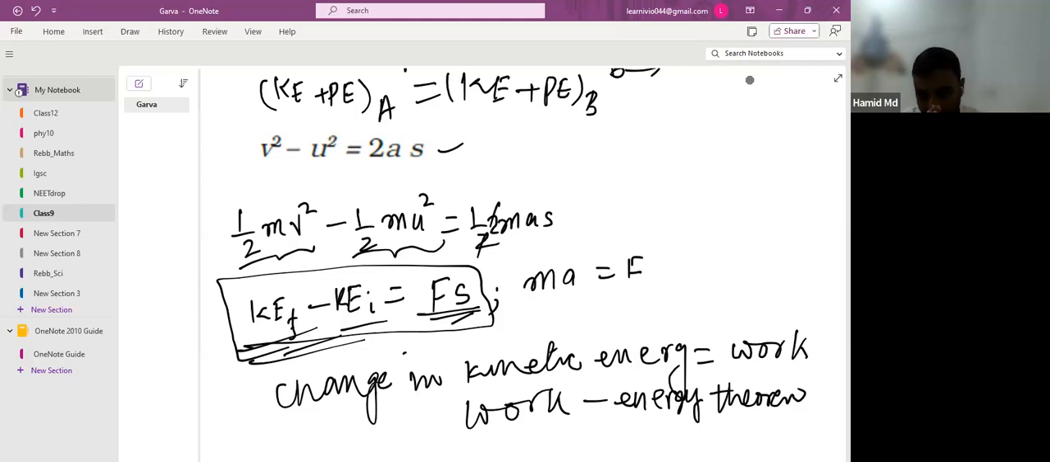I said, make the note. The work energy theorem is that whatever work you will do on an object, that work will transform into the form of energy. That energy means kinetic plus potential energy. You guys understand, and note it down, okay? Unless you revise, there will be no benefit of the class.